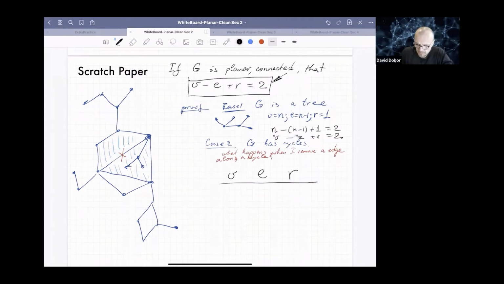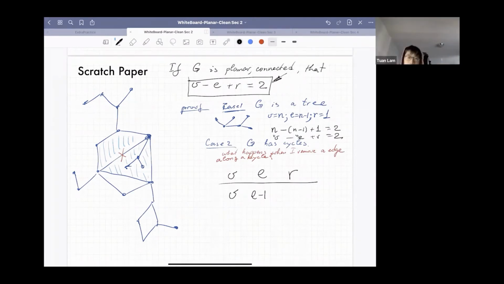Okay, first of all, I'm not removing any vertices. So the number of vertices after this operation stays the same. I'm just removing an edge. So I have one fewer edge when I removed it. But what happens to the number of regions? You have one common body of water, so the number will go down.